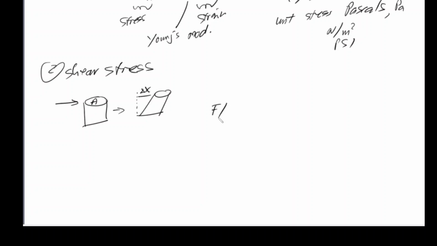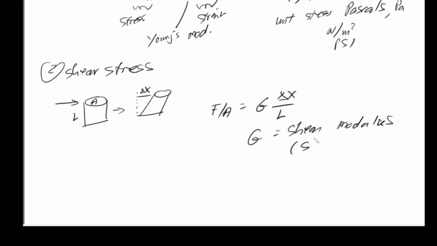So our equation under Hooke's law is F over A equals G delta x over L, where again delta x is the distance that our body shifts, and L is the length of the body. And G, in this case, is equal to the shear modulus, and that's sometimes called S.